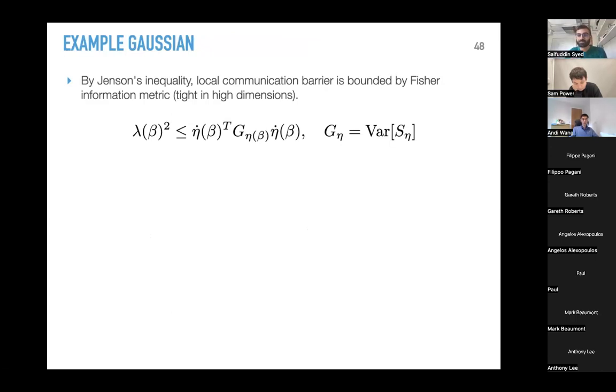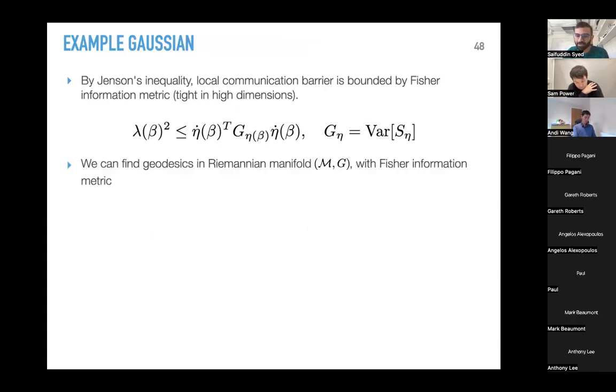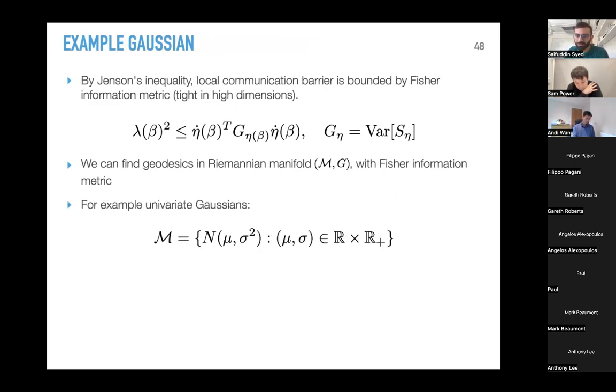This is so far quite abstract, but let's bring it back down to something a bit more tangible. In particular, if you apply Jensen's inequality, you can show that this local communication barrier is bounded above by the Fisher information, the length induced by that. So if you actually have found geodesics in the Riemannian manifold induced by the Fisher information metric, you can find pretty good approximations to the optimal path for PT.